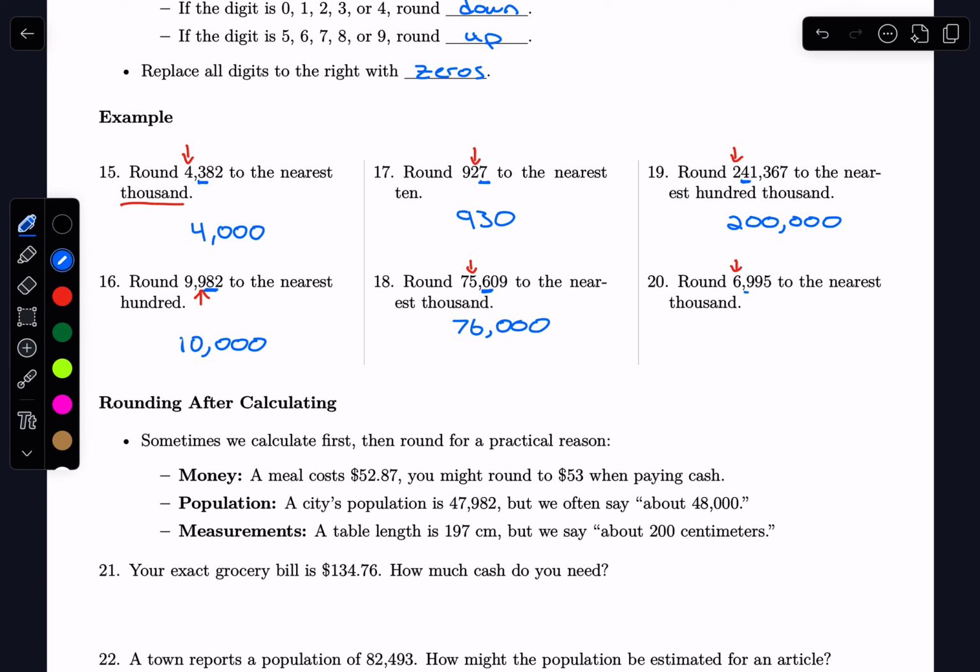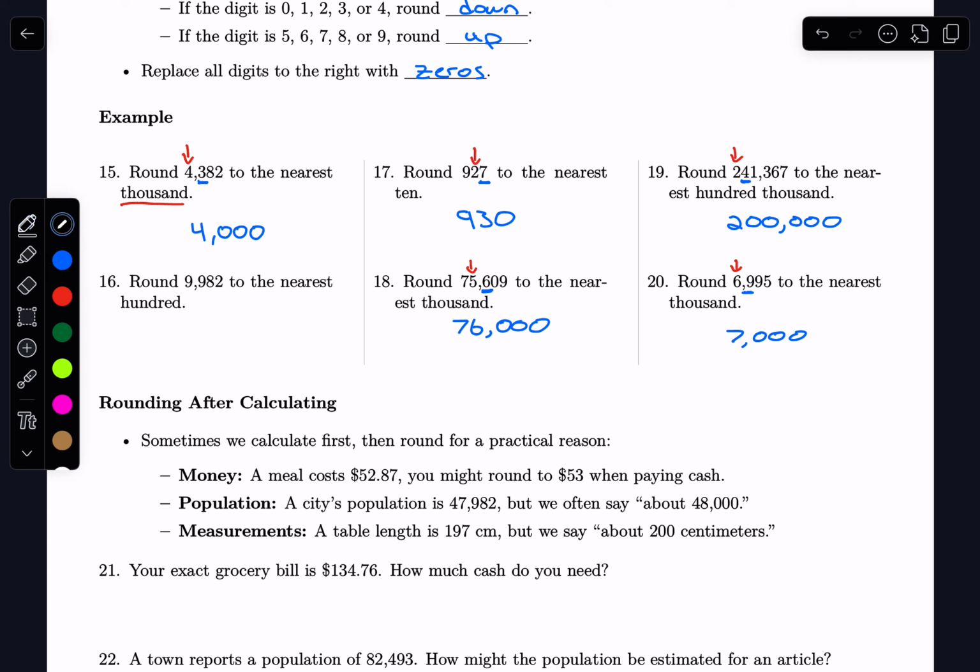The number next to it is a 9. So 6,000 is going to round up to become 7,000. So now we're going to dive a little bit deeper into number 16 real quick. Our answer is perfectly fine. It does round to be 10,000, but let's see in a little bit more detail why.